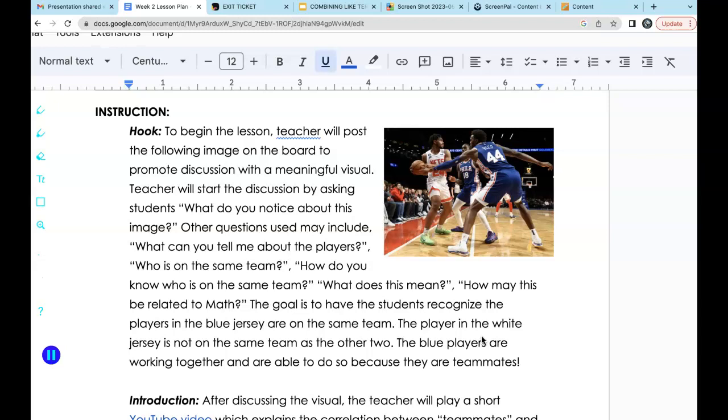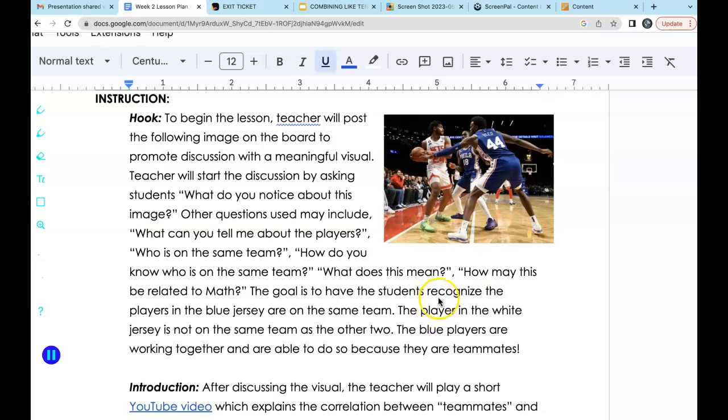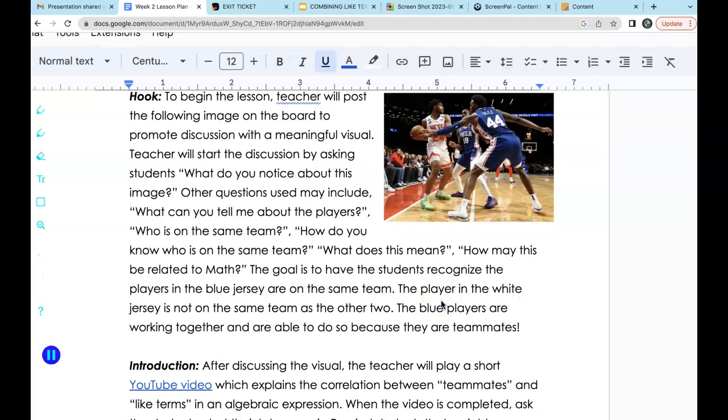The whole idea behind this is just to get the students engaged in a topic that might be interesting to many with sports, and just for them to start to recognize that, okay, in this image there seems to be two different teams. We know this because one has blue jerseys, one has white jerseys, and just begin a discussion on what a teammate would do. And the reason for this is that it will tie in to when we start to combine like terms.